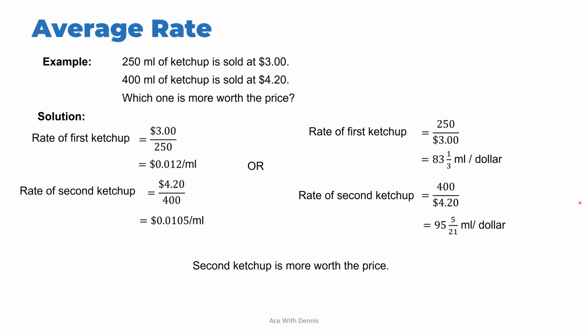For the second method, we are comparing, for $1, how much ketchup we can buy. So in this case, we prefer the higher amount, the better. And we can see that we can buy more of the second ketchup for $1. Hence, both methods give us the same conclusion, where the second ketchup is more worth the price.